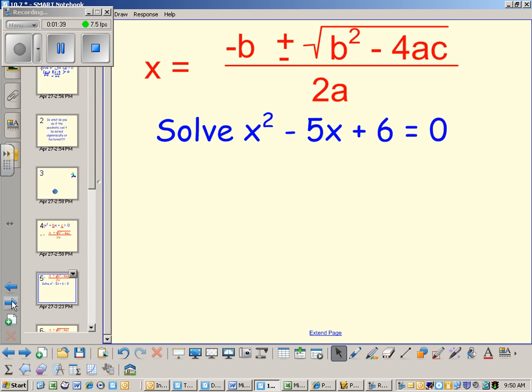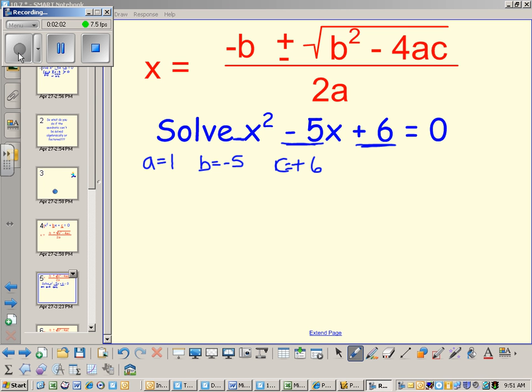So when we're looking at a problem like this, the first thing that we want to do is identify a, b, and c. So in this problem, there is no number in front of that x squared, which means that a is 1. The number in front of our x is negative 5, so b is negative 5. And our constant then is our plus 6.